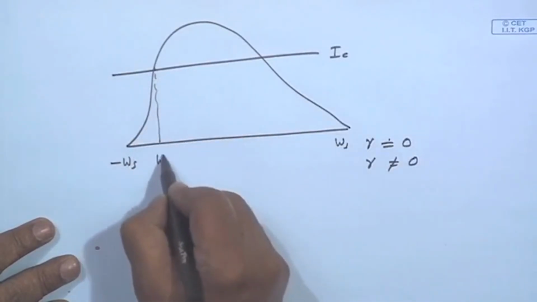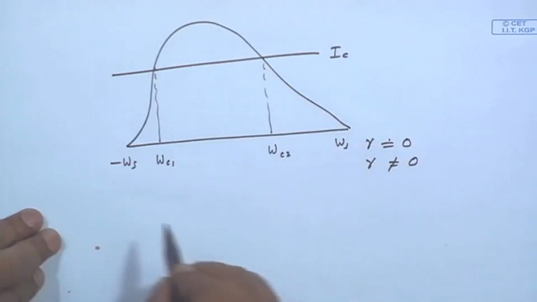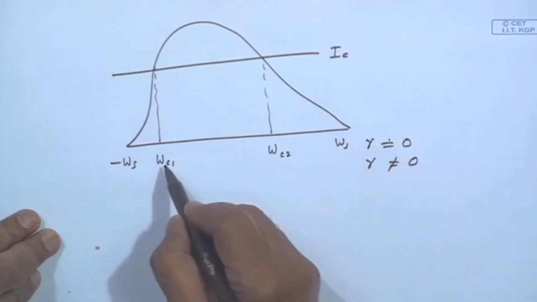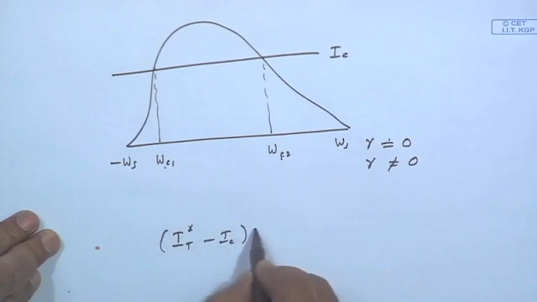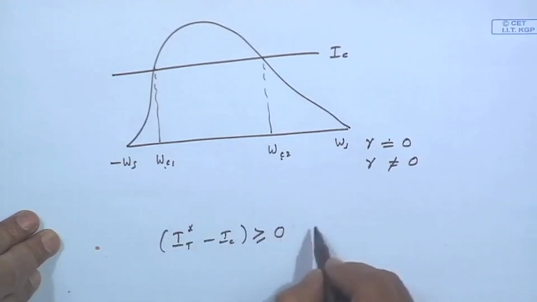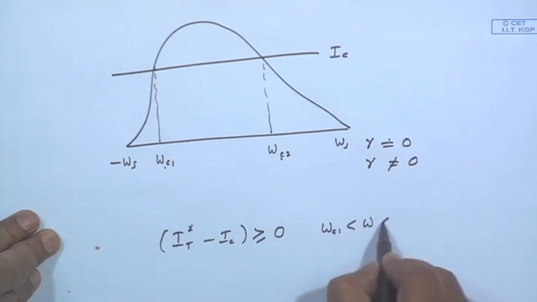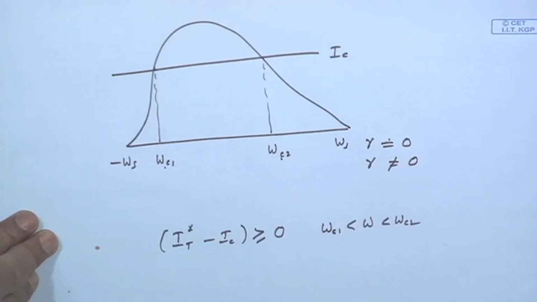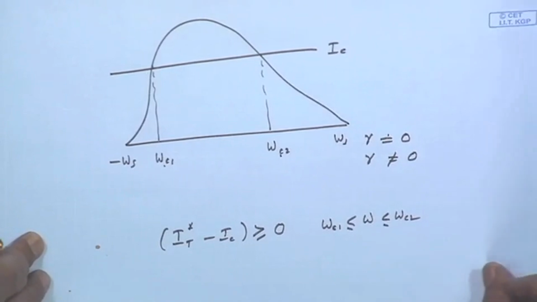So, this will be omega C1, omega C2. So, by choosing to integrate between omega C1 and omega C2, we do not worry about IT star minus IC is always greater than or equal to 0 in omega C1 less than omega C2. Okay? So, it can be separated and one can integrate. In fact, it can be done, it has been done.